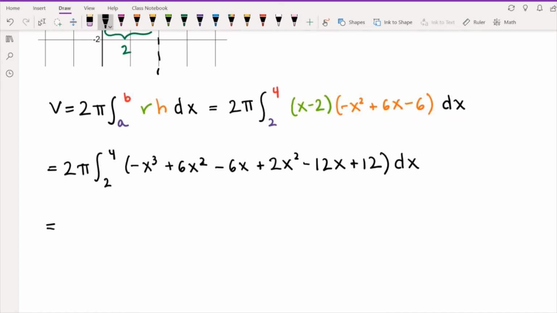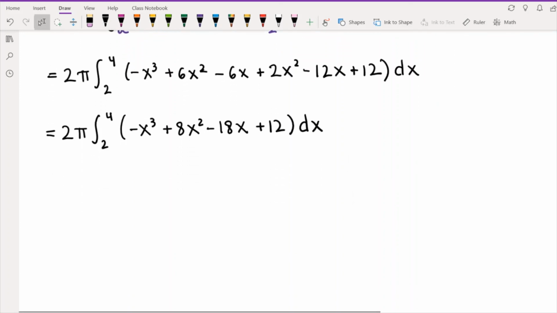And so if we combine our like terms, we have negative x cubed, so that's our cubes. What do we have for squareds? Well, we have 6x squared and 2x squared, so together that gives us 8x squared. And then we have negative 6x, negative 12x, so together that gives us negative 18x. And then we just have one constant, which was plus 12.